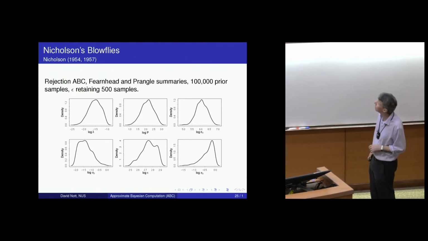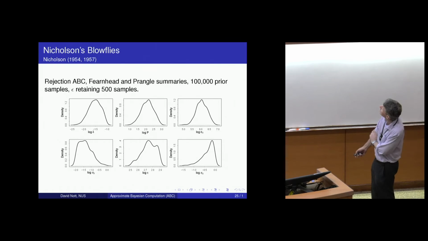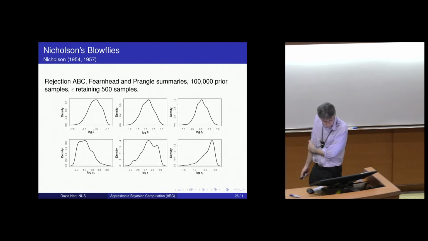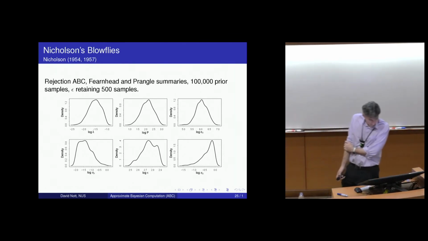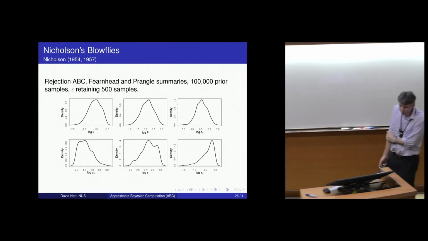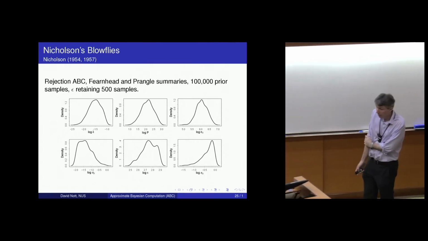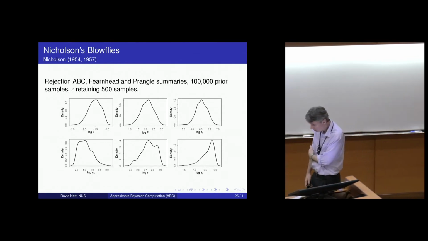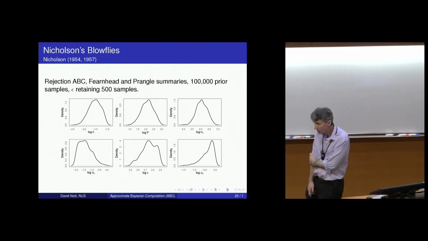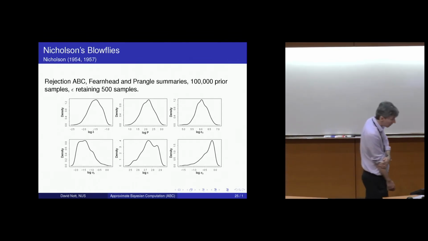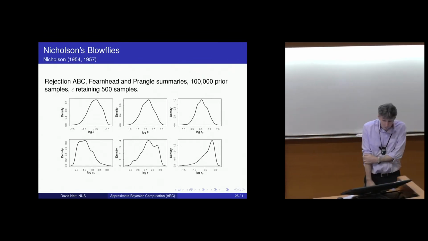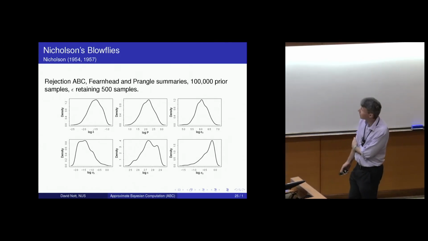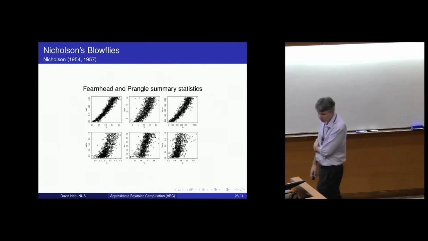So here is an ABC analysis, a simple ABC analysis based on 100,000 prior samples, retaining 500 samples. And I used the Fearnhead and Prangle summaries here. So they are six-dimensional. If you tried to use the original 23 summary statistics in ABC, that would really not be feasible at all. Okay, so the dimension reduction in this particular example is really crucial to making ABC answers reasonable.